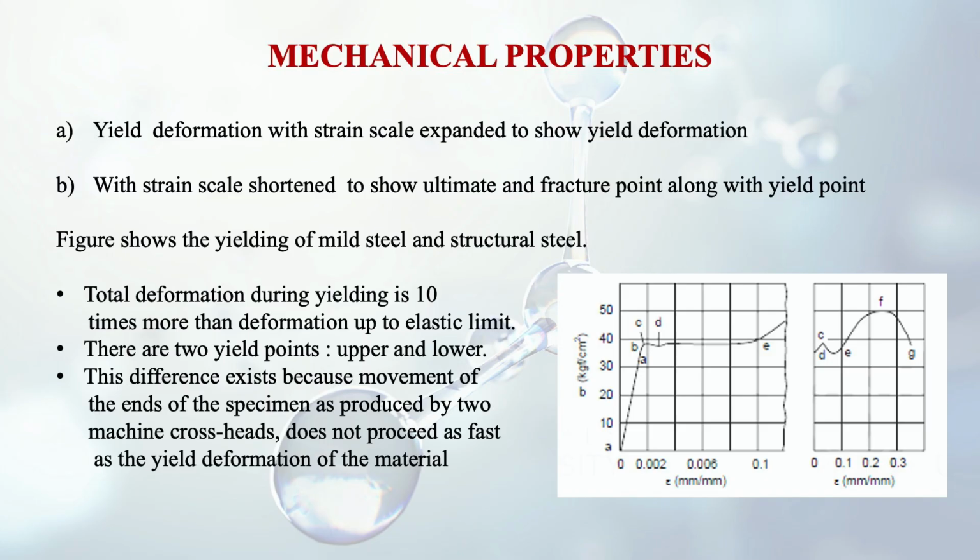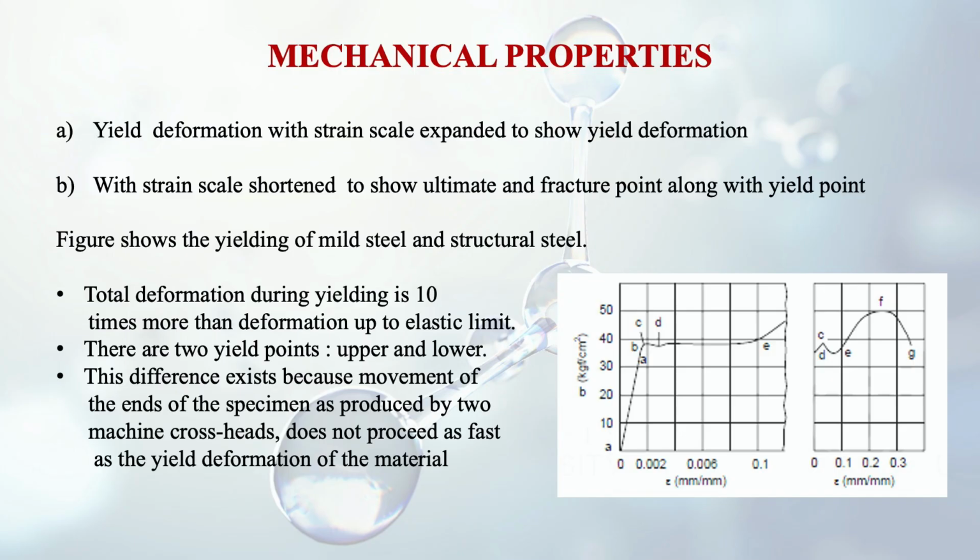From the figure here, I will just explain what is happening. You see strain on the x-axis, from 0 to 0.002 millimeter per millimeter. You can see this curve is more or less linear. And this strain, the deformation here, is about 1/10 of the deformation that is taking place after yield. That portion is represented by the portion from C to E. So that is about 10 times the strain of the elastic limit portion.